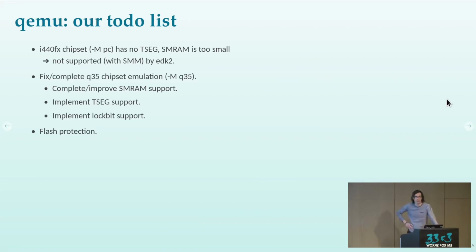We have the newer Q35 chipset emulation, which, if you start QEMU, you can pick with -M q35. And we have some SMRAM support from the basic TCG support already present back then. We have to complete it. We have to implement TSEG and also implement the lock bit support, so if you try to lock down the TSEG and SMRAM configuration, it actually works. And we also have to figure out how we are going to protect the virtual flash.